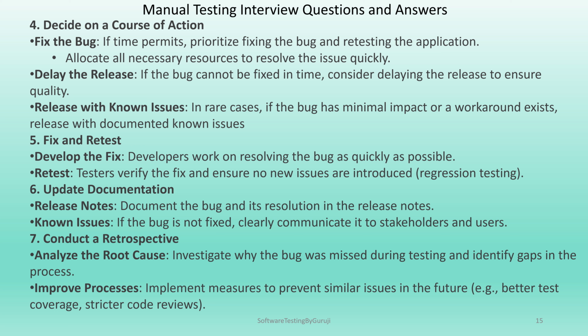Seventh, conduct a retrospective. Analyze the root cause, investigate why the bug was missed during testing and identify gaps in the process. Improve processes, implement measures to prevent similar issues in the future, that is better test coverage, stricter code reviews. So this is all about what to do if we find a bug before the release.